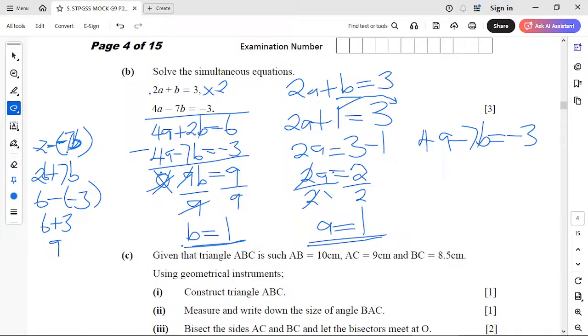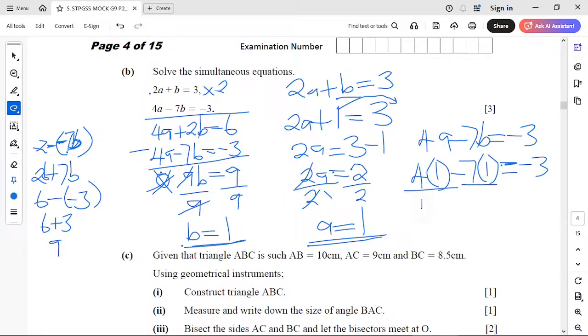So what we do, we put the value of variables. We can say 4, then a. What is the value of a? We found a to be 1. So we will say 1 minus 7. The value of b, we found it to be 1. Then we put 1 there, and then we say is equal to negative 3. Then when we evaluate this and this, what do we get?